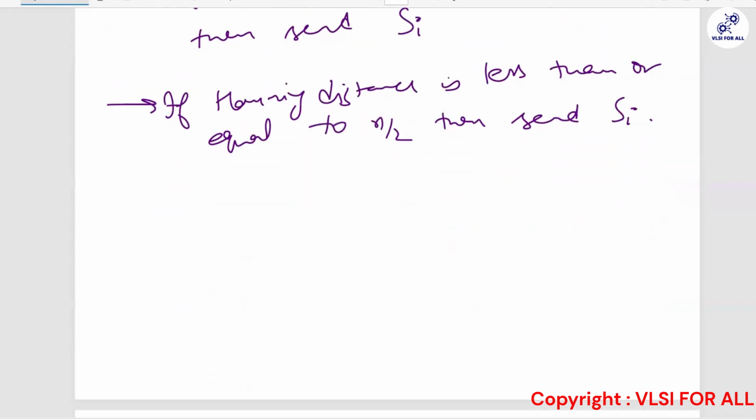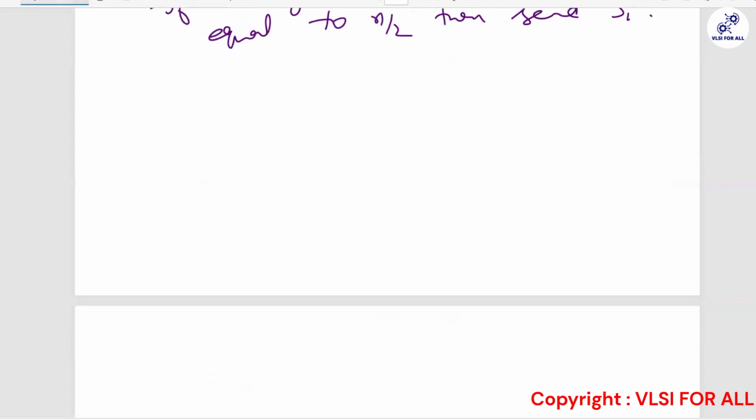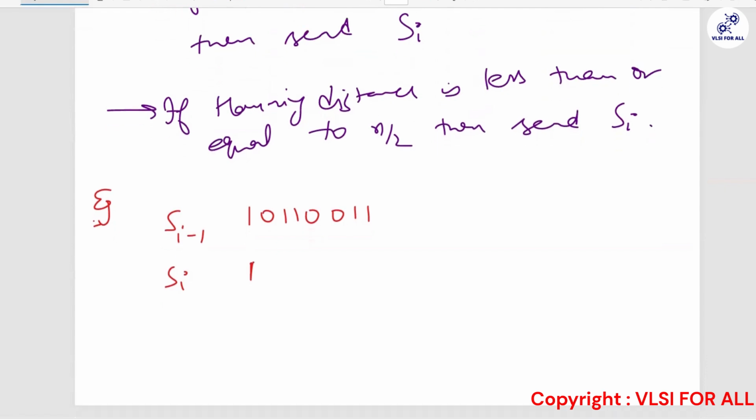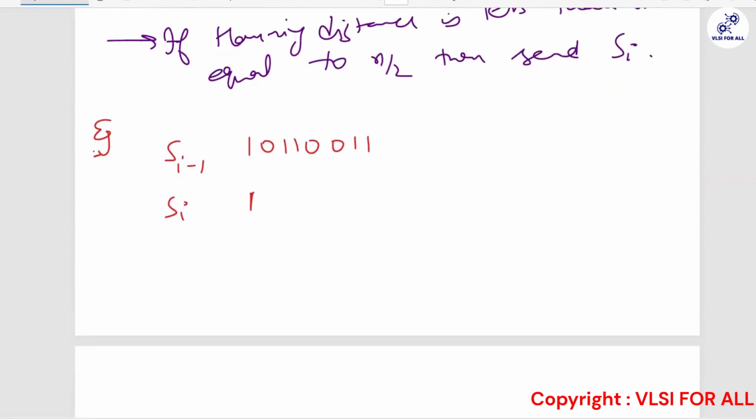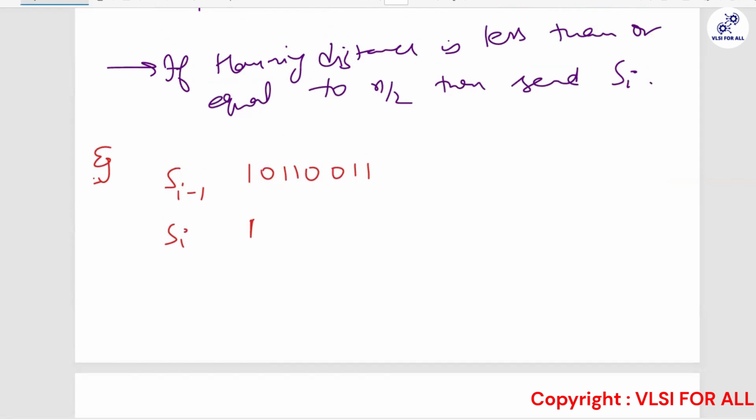Let me take one example, then you will understand. Let's say the Si minus 1 bit is 10110011. Since we start checking from here, 1 only comes because there is no toggling. Now 0 comes. If you count the number of ones, the Hamming distance is 1, which is less than n by 2, because n by 2 is the number of bits divided by 2, that is 4 here. So that will be 1 only.